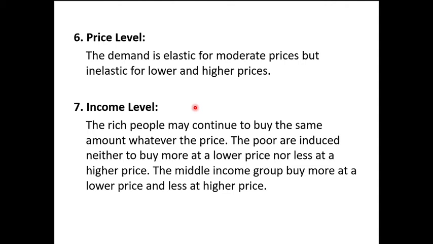Then the seventh one is income level. The rich people may continue to buy the same amount, whatever the price. Okay, they never think about the price. They always think how much quantity I want. But the poor always thinks neither to buy more at higher price, nor to buy less at lower price, but more at lower price or less at higher prices.